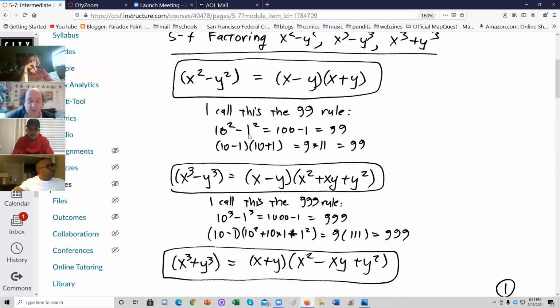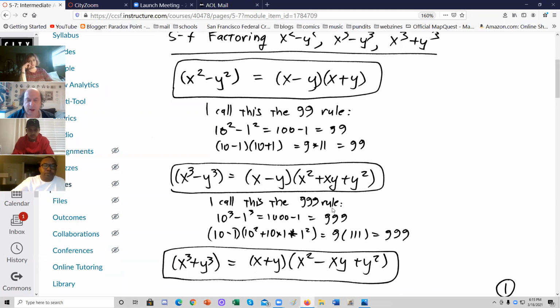Similar to the 99 rule is difference of cubes. X cubed minus y cubed is, well, it's the same thing: x minus y, same thing here. However, this part is a little more complicated: x squared plus xy plus y squared. Square plus product plus square.